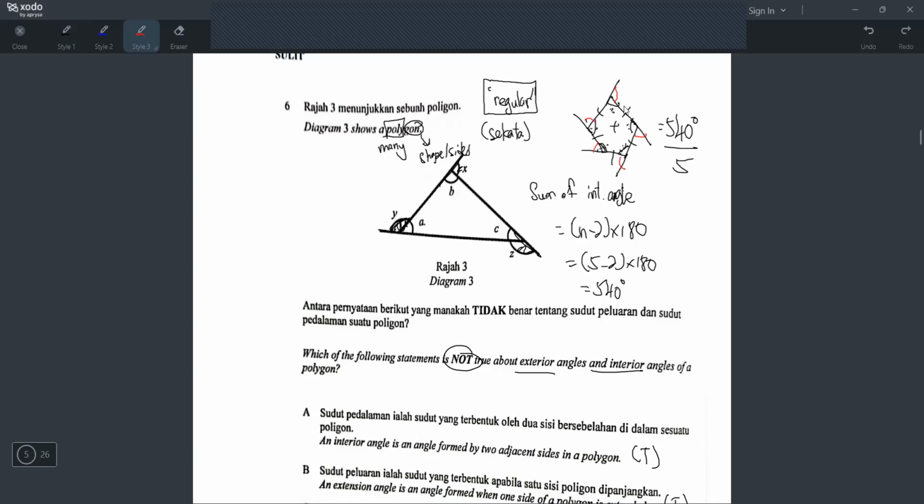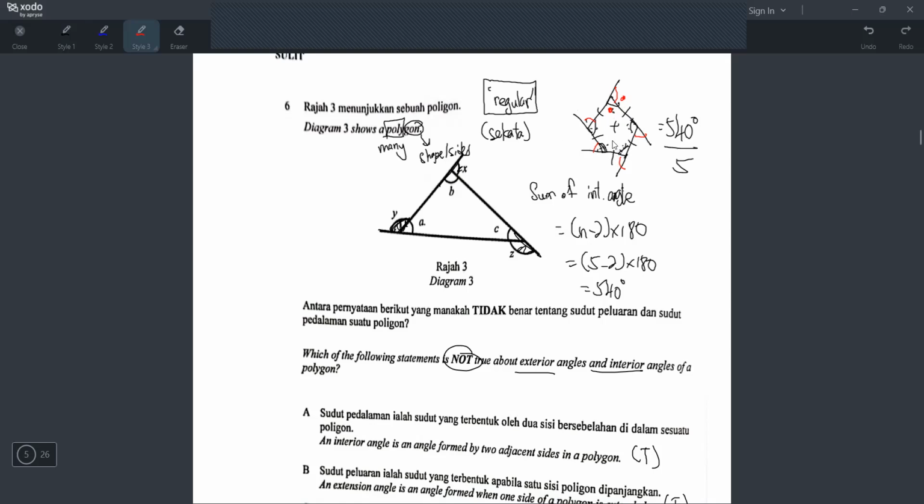So can you tell me what the interior angle plus the exterior angle will add up to? They will add up to what? The interior angle and the exterior angle, after you add, you will get 180, right? Because it's a straight line. Same with this one: plus 180, plus 180, plus 180, plus 180, because it's a straight line, okay?